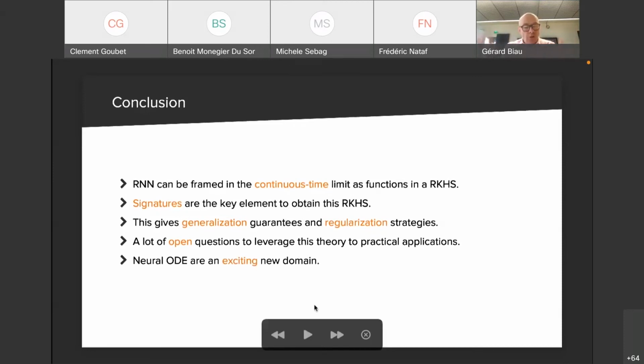And so more generally, I think it's a very exciting domain because it's a moment in time where machine learning is talking to the world of differential equations. And so I think it's a very exciting moment for math, and there is probably more and more to be done in this field. And I hope I convinced you that there is a lot of interesting stuff to be done.